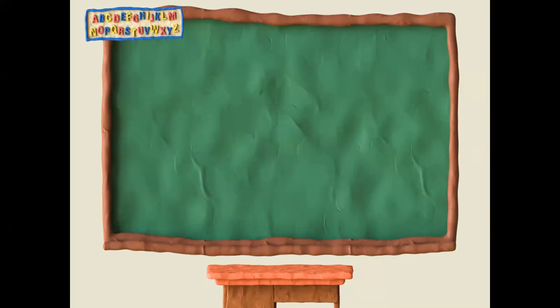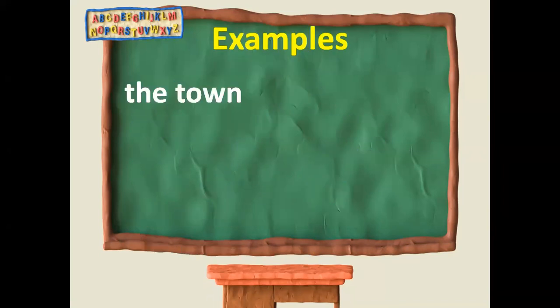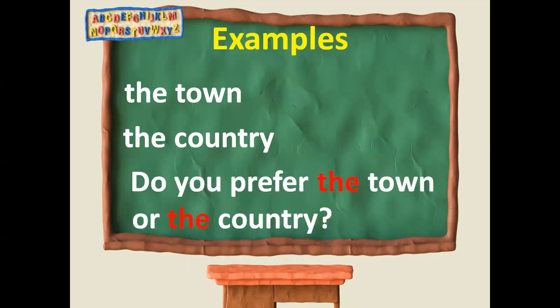Let's see the examples. First one, town or country. They are part of our physical environment or life. So we'll use the before town. We'll not say only town, and we'll use the before country. We'll not use only country. Let's see the sentence. Do you prefer the town or the country? Remember, we'll not say do you prefer town or country. We have to use the before town and the country.